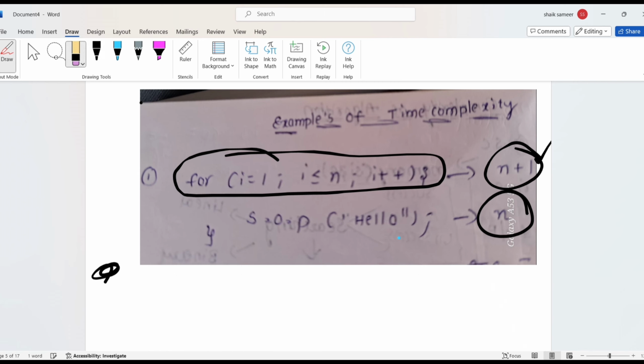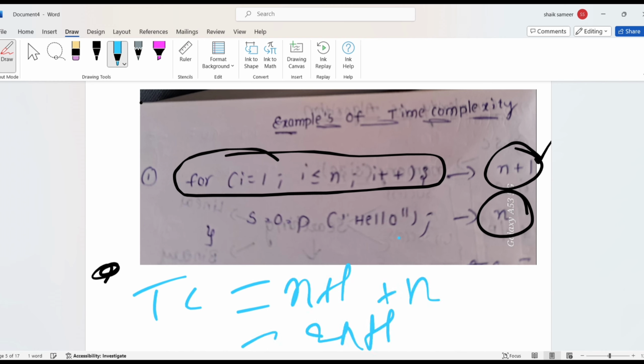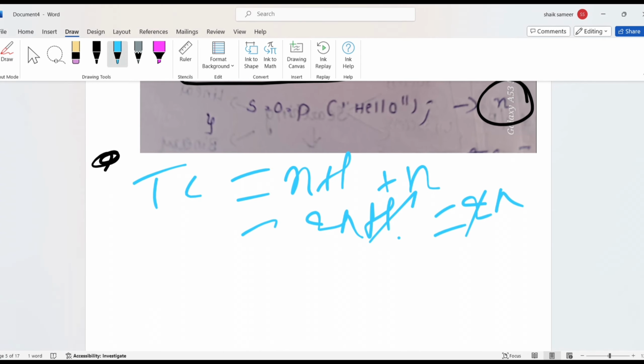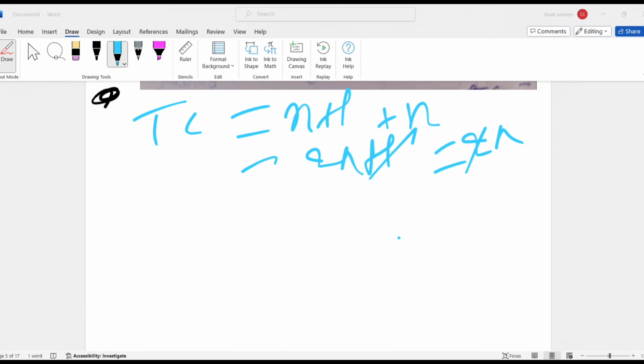So from this one we can solve. Tc equals, you have to write like this only. For each and every iteration, you have to show how many times the loop will run in the exam: n plus 1 and n. Okay, 2n plus 1. First drop the constant terms. Drop the 1, 2n will be there. In the 2n you drop the 2. Next you will get the answer: Tc equals big O of n. Okay.